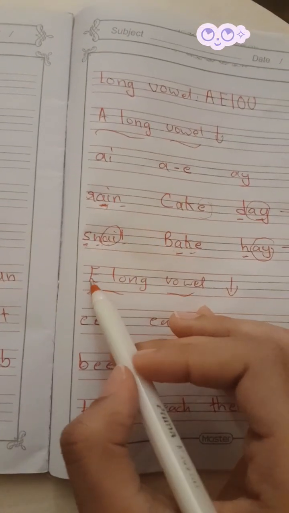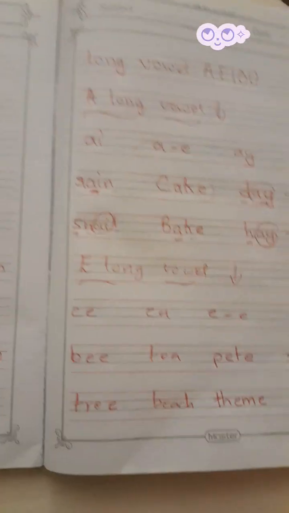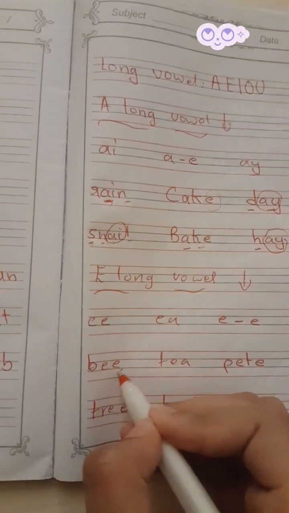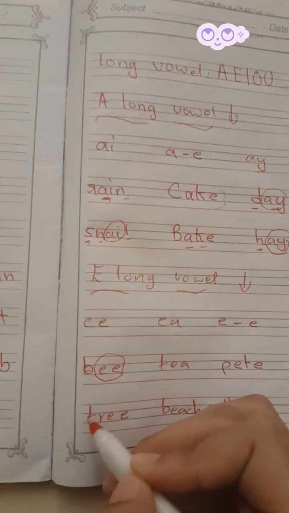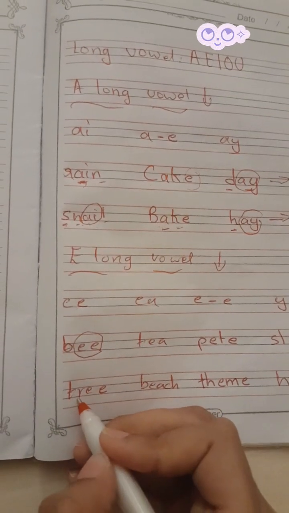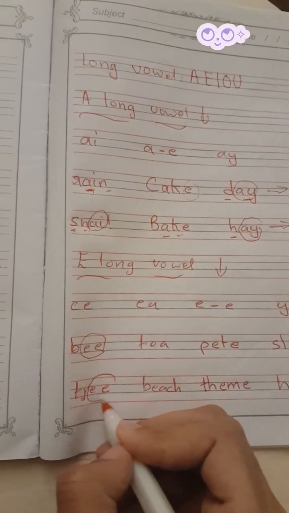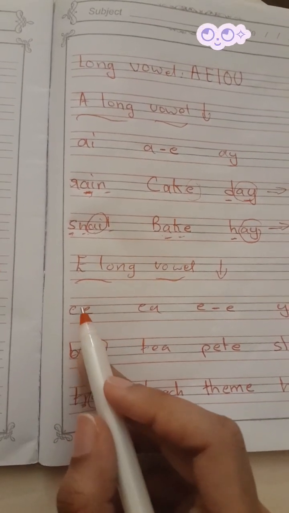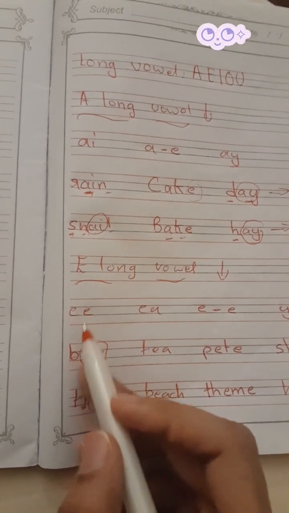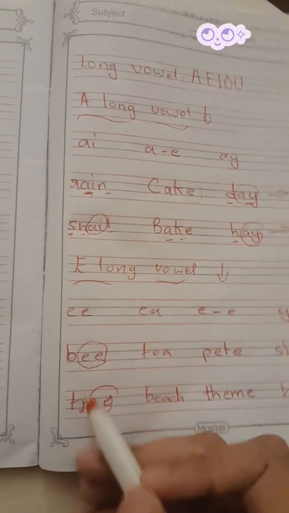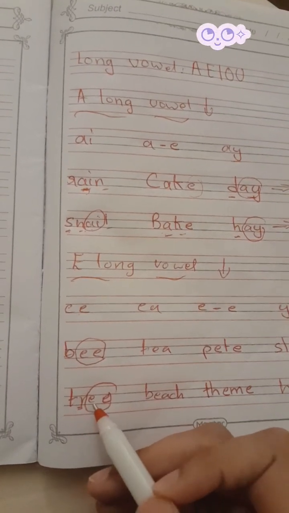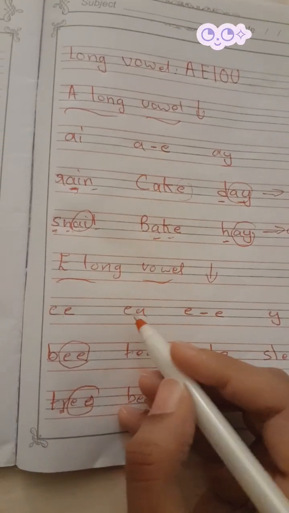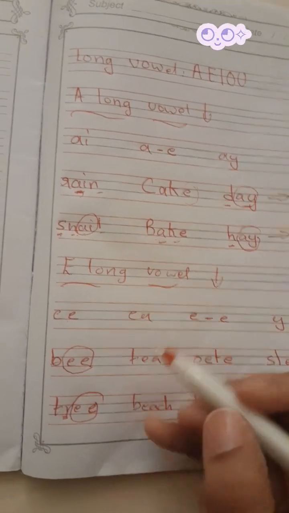Now let's see E. E long vowel. B-E, T-R-E-E, tree. This E has the E long vowel sound. B-E, T-R-E-E. Now let's see. We have here E, A.